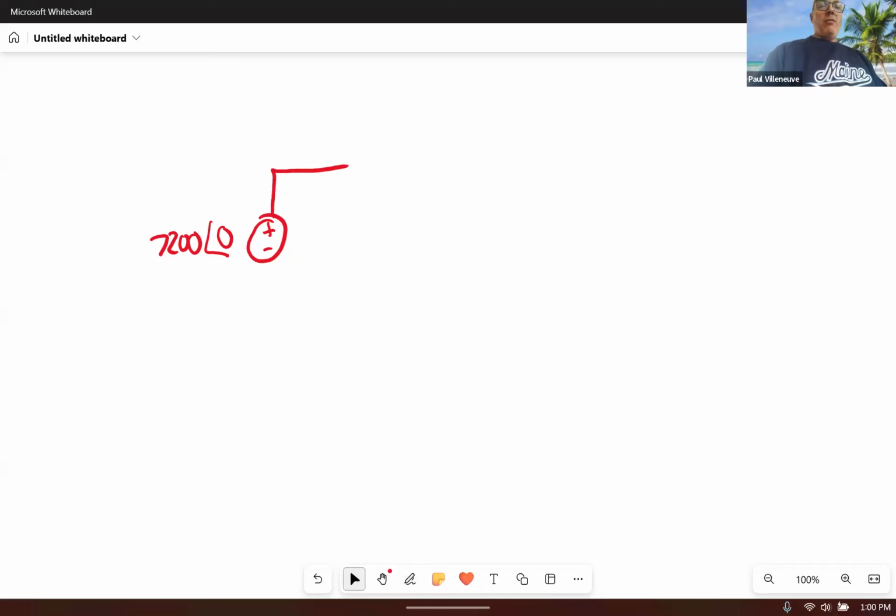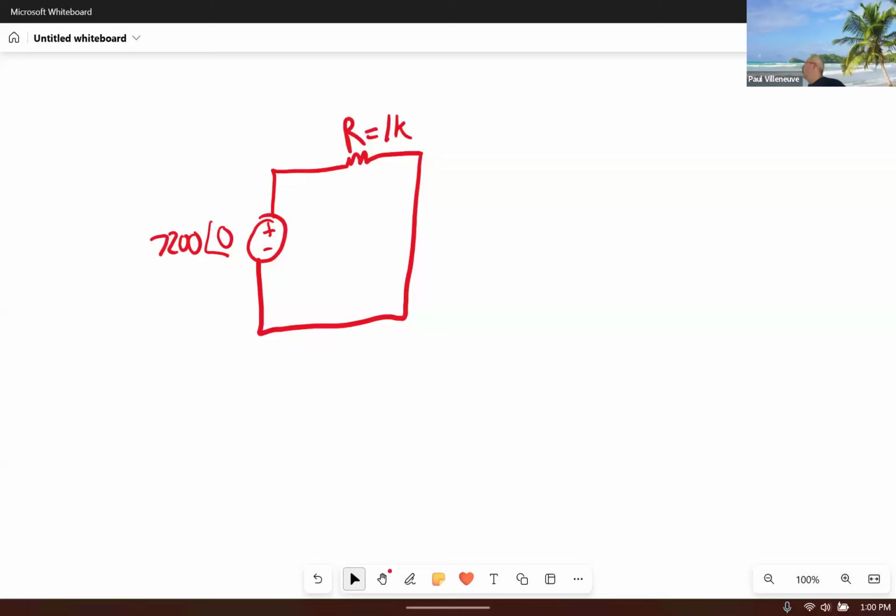So let's start with a pretty simple circuit. And we're going to put a resistor in here. And we're going to put in a 1K ohm resistor. All right. So we're going to calculate the current that is being supplied to this load. And the other thing, yes, sir? Just double check that number is 7,200. 7,200, yep, at an angle of 0.